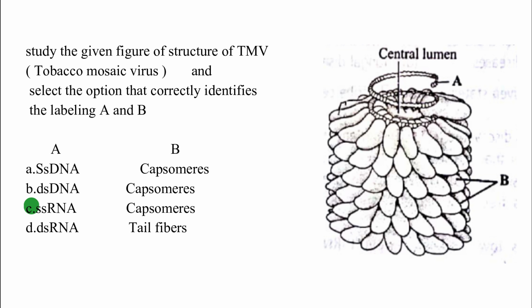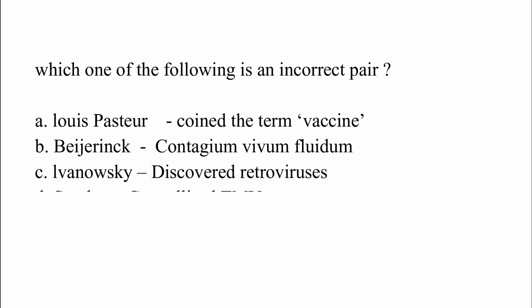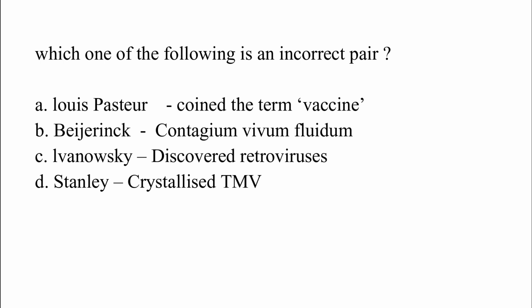Which one of the following is an incorrect pair? Option A: Louis Pasteur coined the term vaccine. Option B: Beijerinck, contagium vivum fluidum. Option C: Ivanovsky discovered retrovirus. Option D: Stanley crystallized TMV, that means tobacco mosaic virus. The correct answer is option C, which is Ivanovsky discovered retrovirus. This pair is incorrect because Ivanovsky discovered the first virus, which is tobacco mosaic virus.